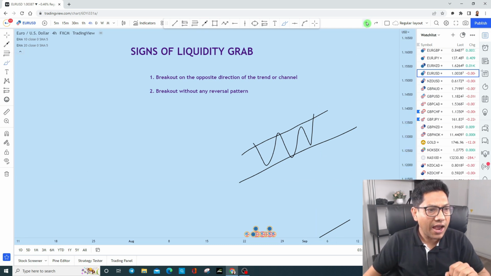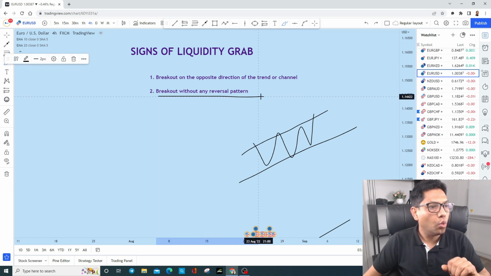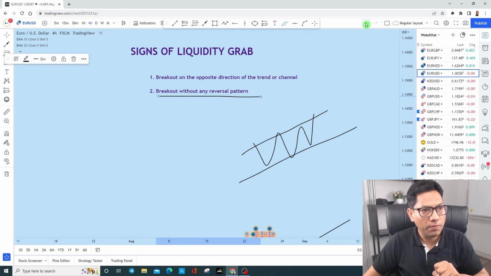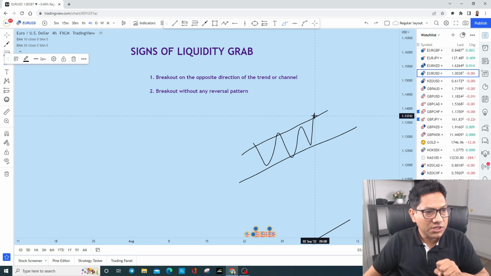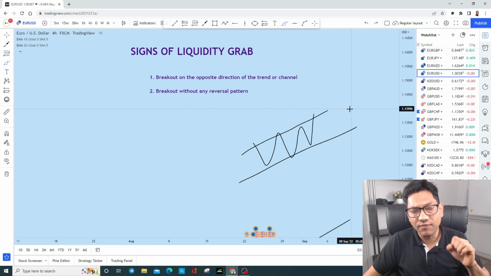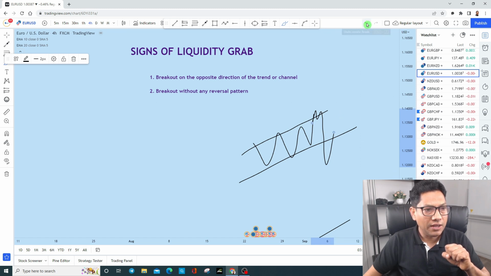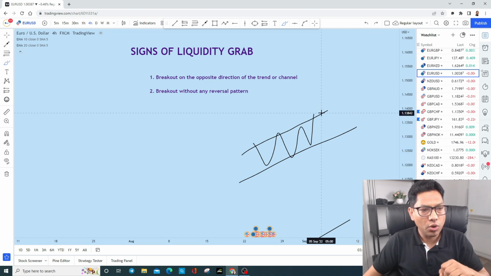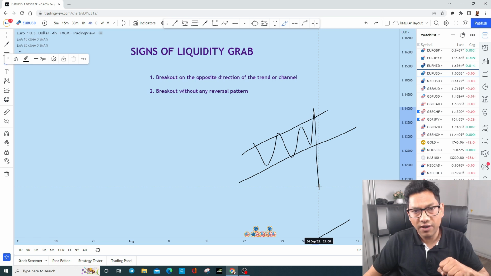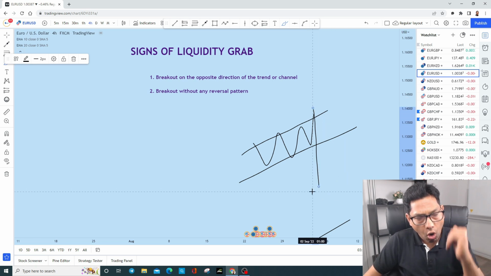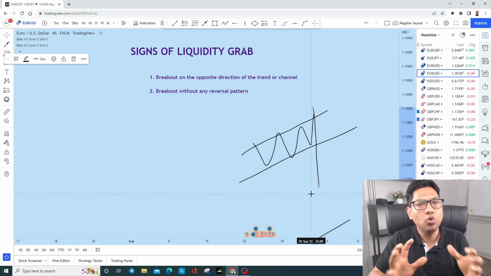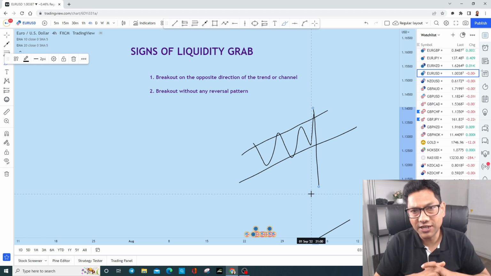The second sign is breakout without a reversal pattern. So what do I mean by this? Let's say when you see the price is breaking out from this channel, normally it creates a reversal pattern. It might create a double top here and then break out and then retest. But in case of liquidity gap, you might see one or two vertical candles directly break out in the opposite direction of the trend. That could be a sign of liquidity gap.